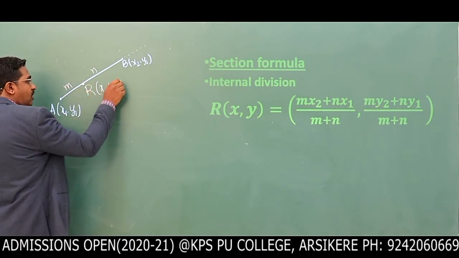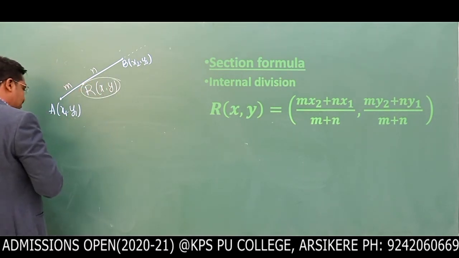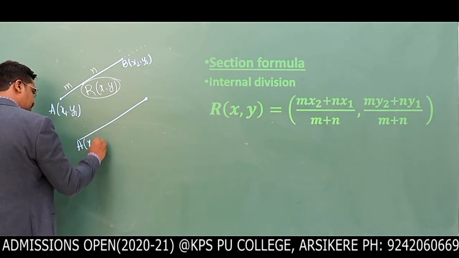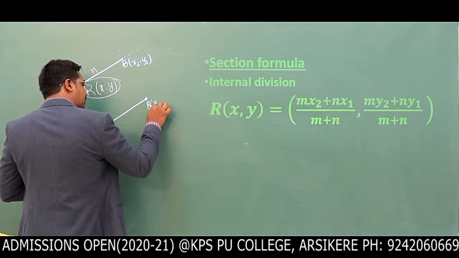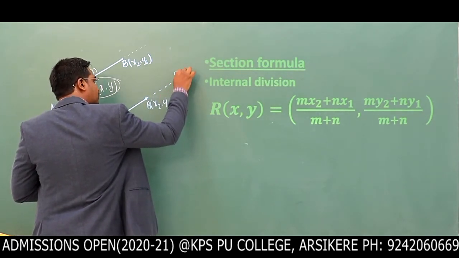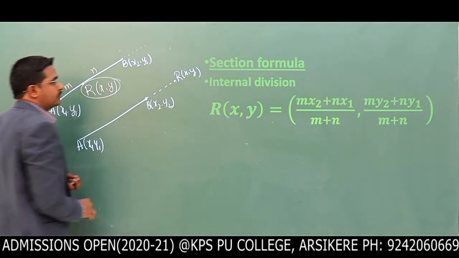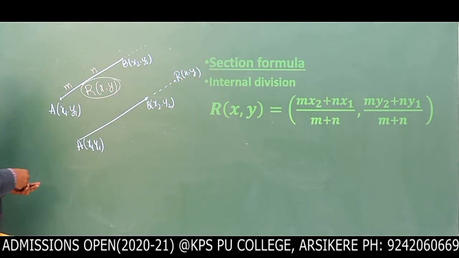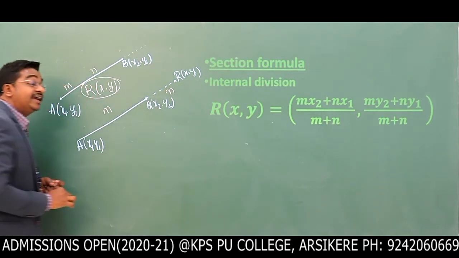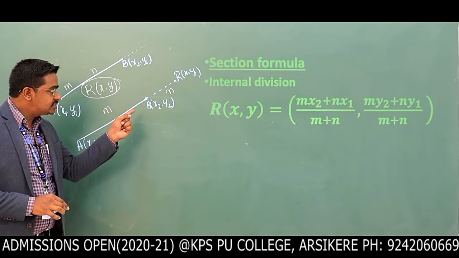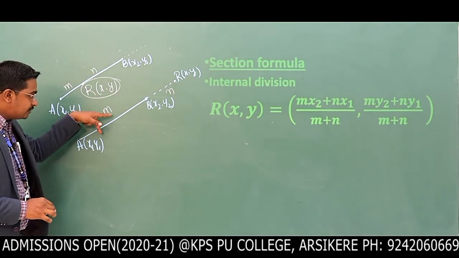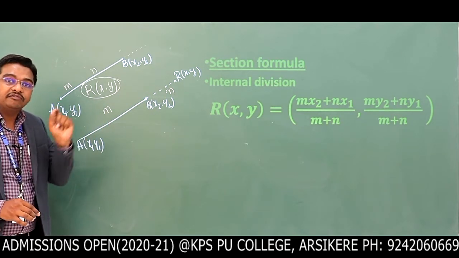So this point, R of x comma y, we write here. Second, look, this is A of x1 comma y1 and B of x2 comma y2. So here we have the point R of x comma y, which is divided in the ratio m is to n externally. So this point is located outside the line joining these 2 points. Here the point R of x comma y lies outside the line segment.